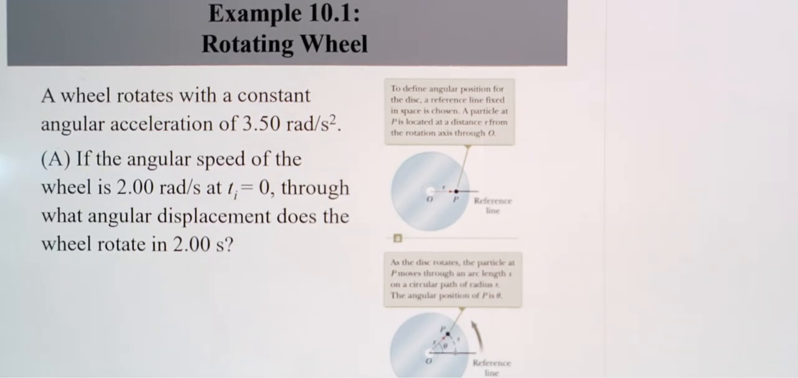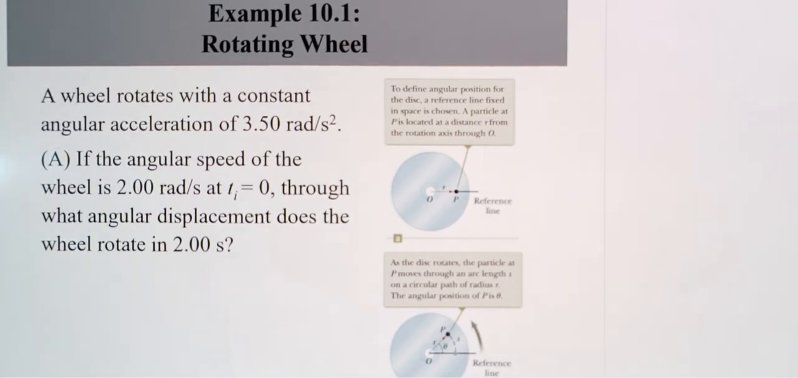Bismillah. A wheel rotates with a constant angular acceleration of 3.5 radians per second squared. A. If the angular speed of the wheel is 2 radians per second at t initial equals 0, through what angular displacement does the wheel rotate in 2 seconds?